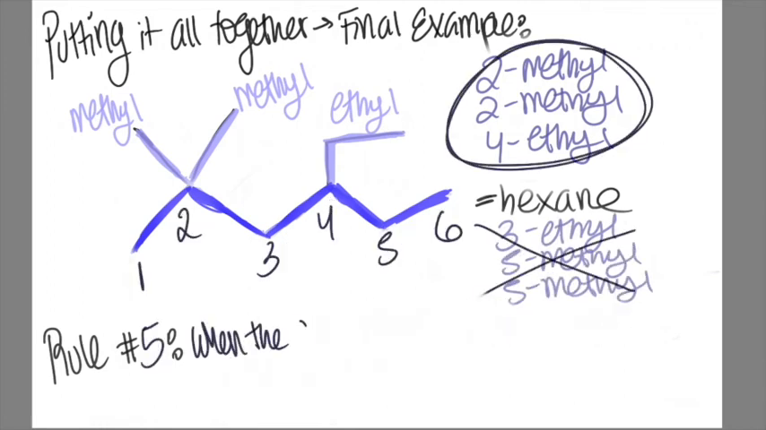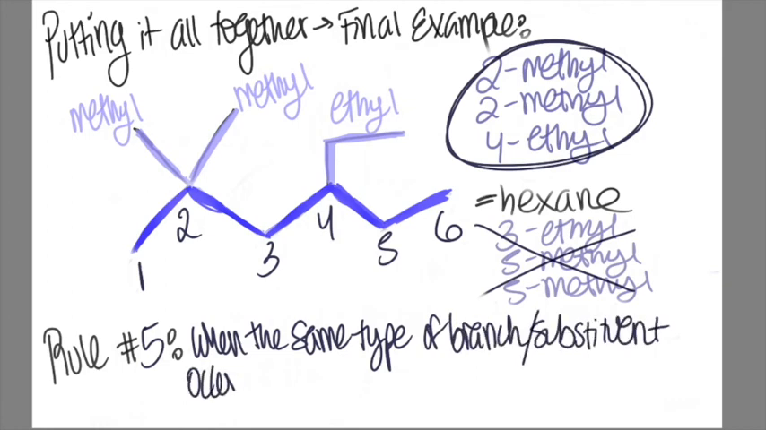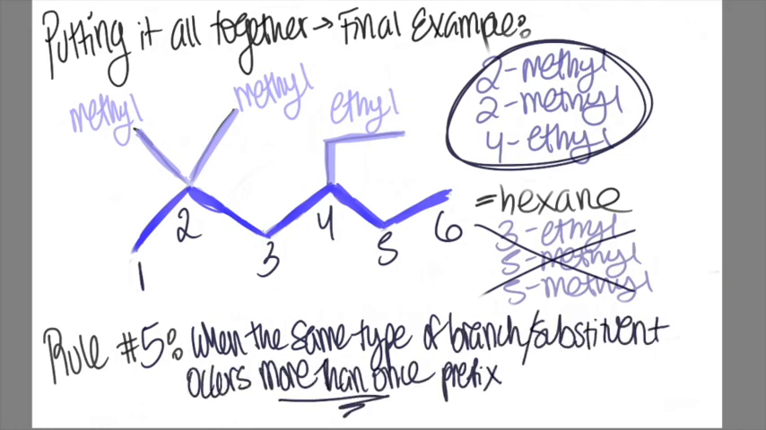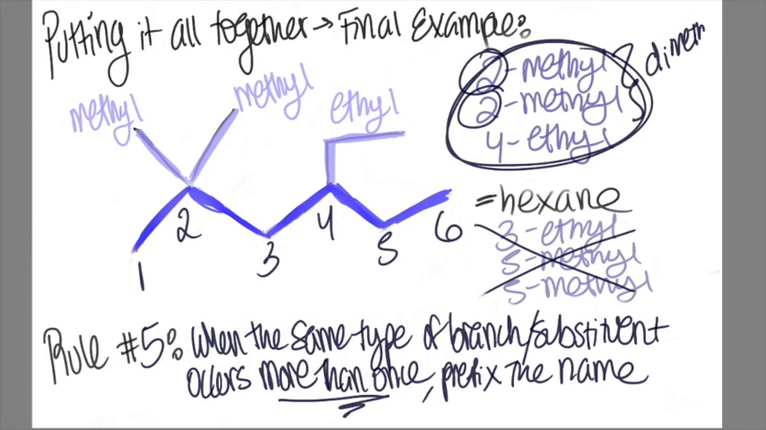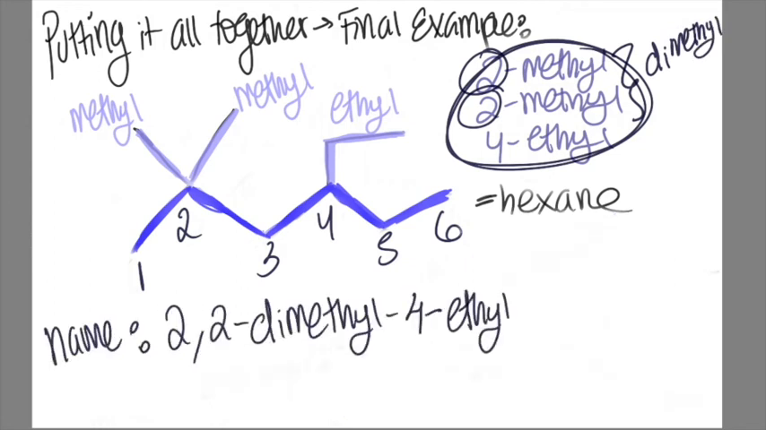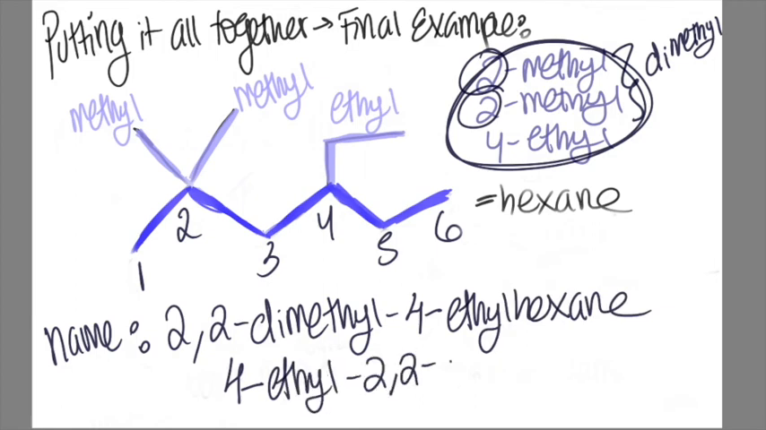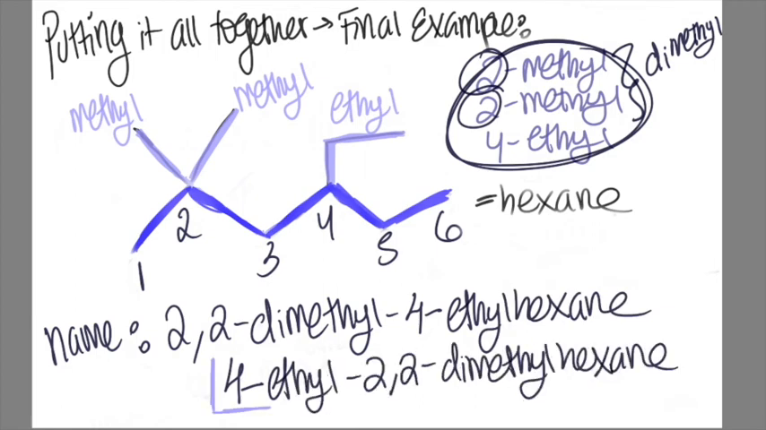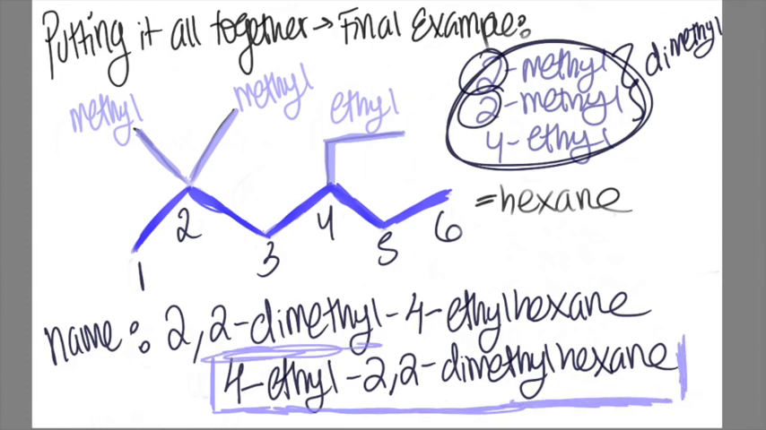And finally, since we have the same type of substituents occurring more than once, we add a prefix to the name, changing the 2 methyls to dimethyl. Therefore, we can either name our compound as 2,2-dimethyl 4-ethylhexane or 4-ethyl 2,2-dimethylhexane. To determine which one we want to use, remember that we always order the substituents in alphabetical order first, and then ascending order if it applies.